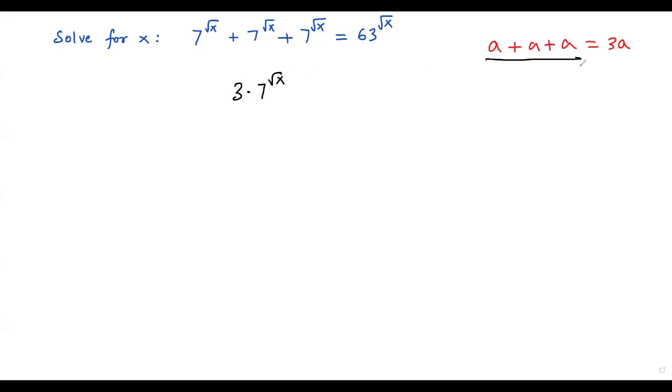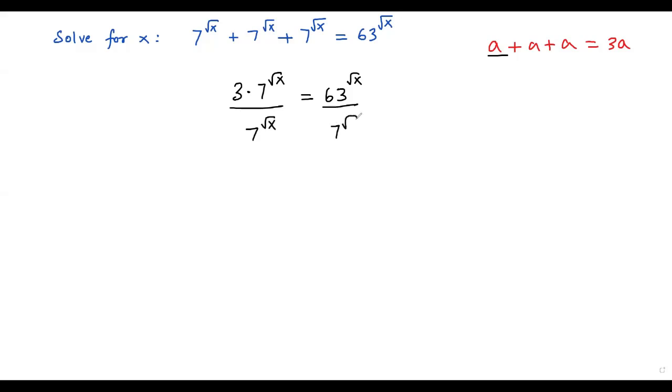So here when I add 3 a's, I am getting 3 times a, but instead of a, we have 7 to the power of square root of x. This is a simplification of the expression we have on the left side. Now I'm writing the stuff on the right side. Actually, there is 63 to the power of square root of x. In the next step, I divide both sides by 7 to the power of square root of x.